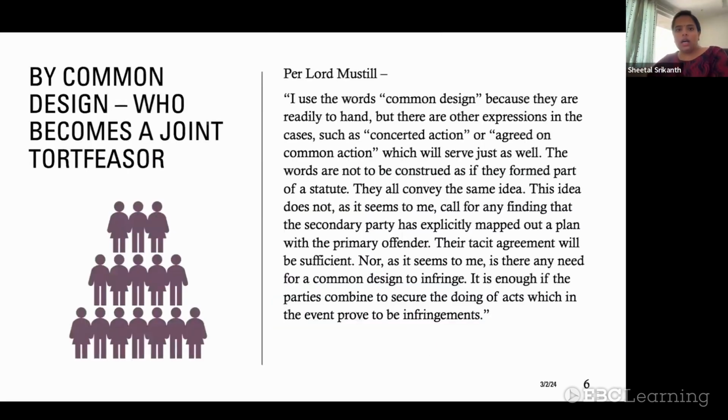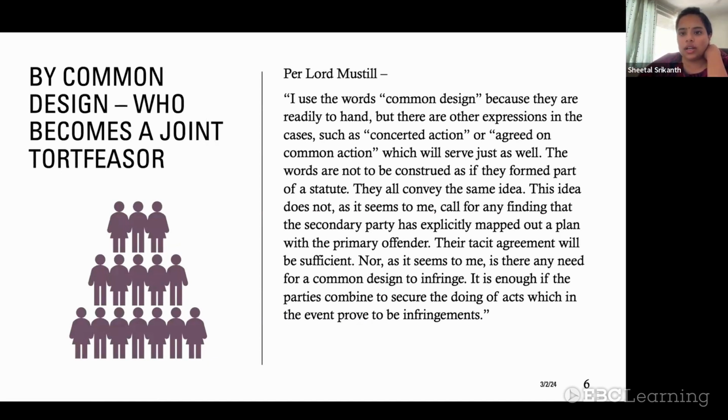So basically, Lord Mustill, in the judgment of Unilever versus Gillette, explained this concept of how someone can be a joint tortfeasor by common design. He says that I use the words common design because they are readily to hand, but there are other expressions in cases such as concerted action or agreed on common action, which will serve just as well. The words are not to be construed as if they formed part of a statute. They all convey the same idea, however.